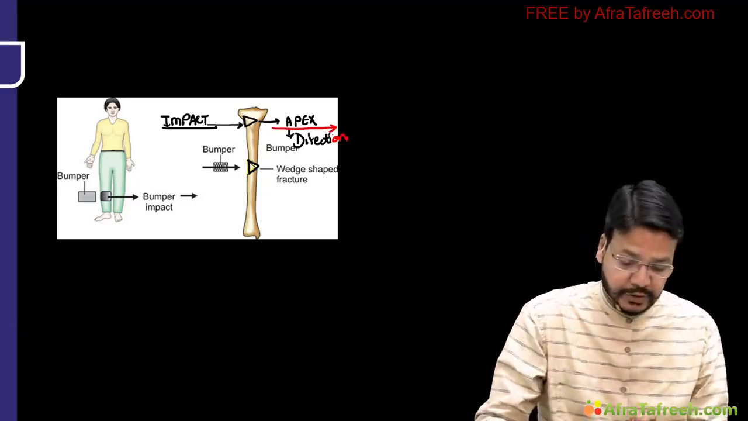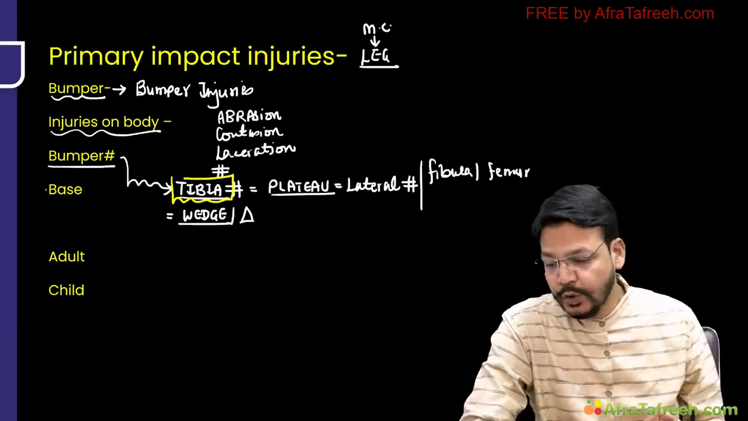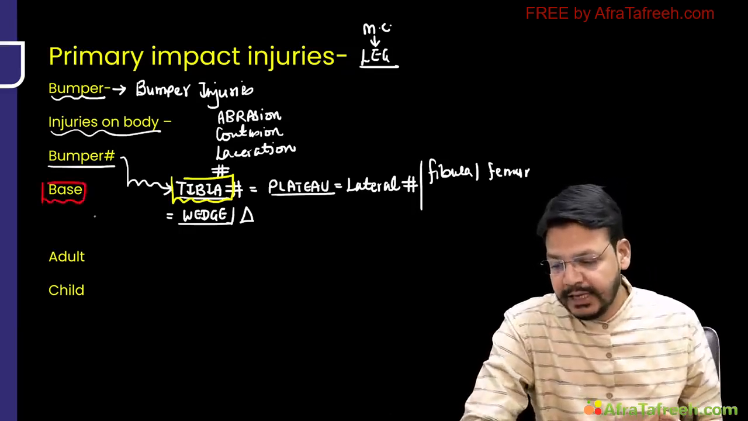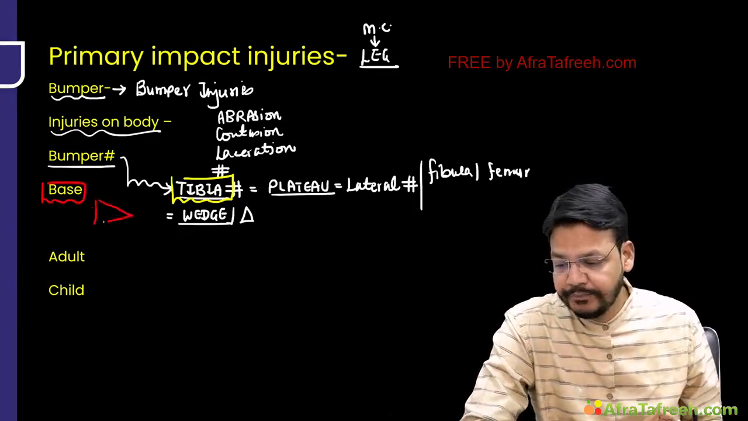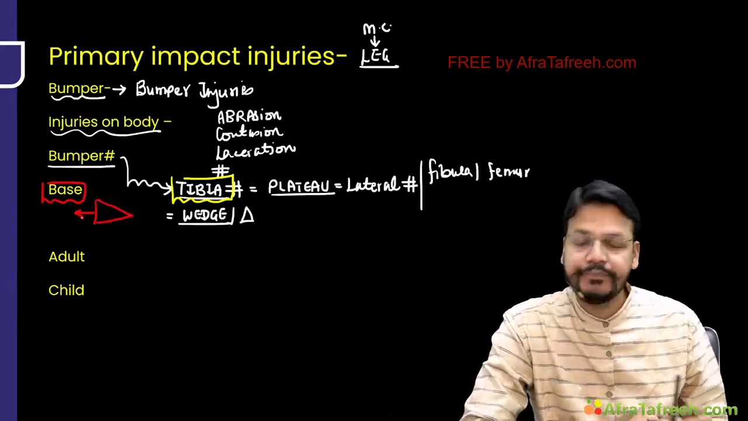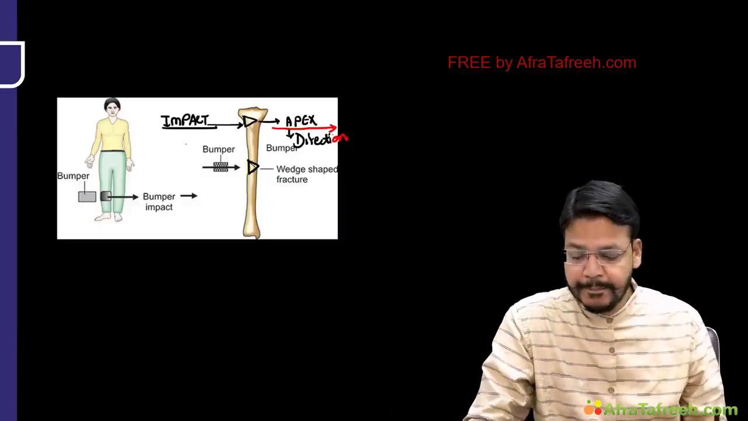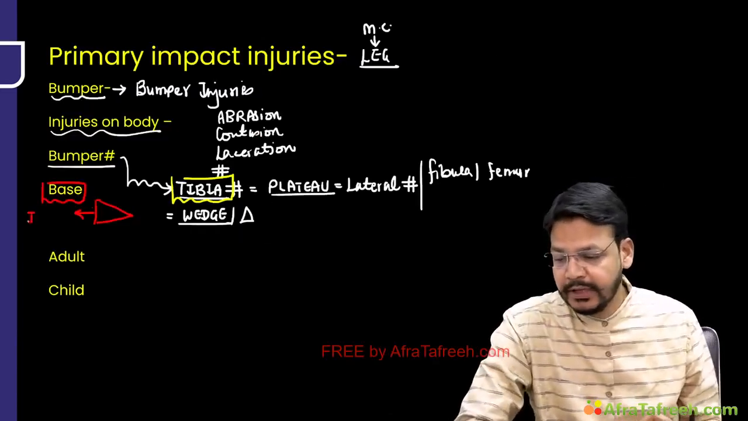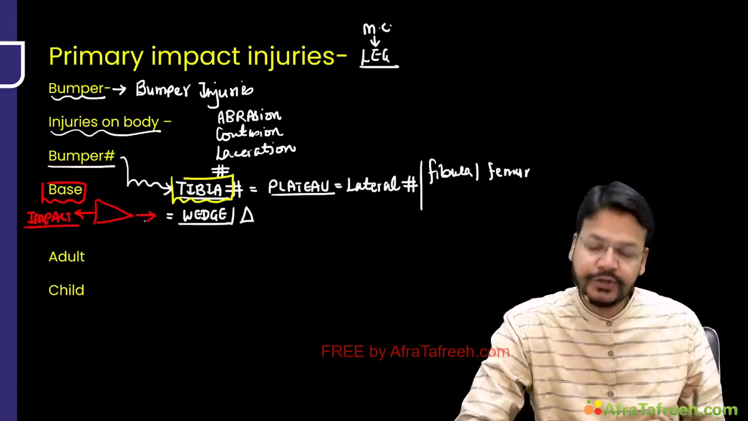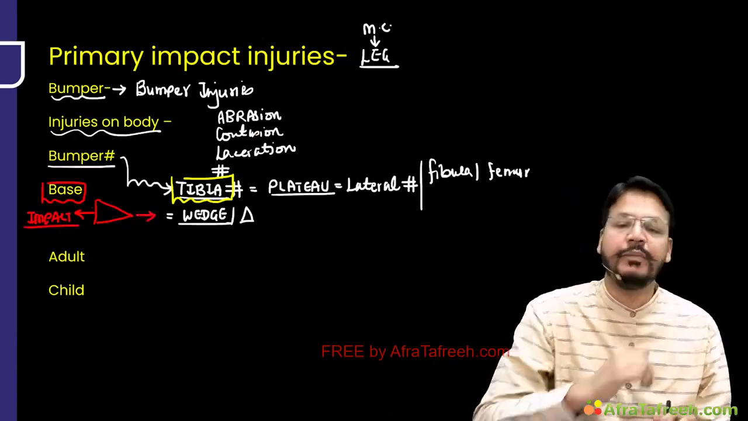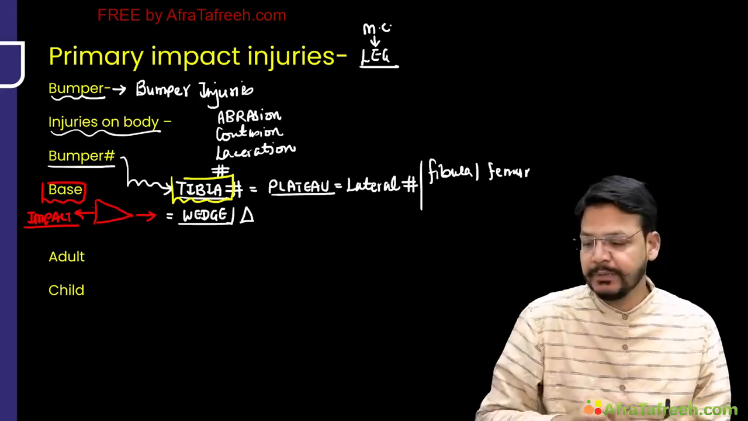So mainly it's a fracture of the tibia bone. As I told you, the base is triangular. What is the base? It is the point of impact. And the apex is the direction of the vehicle, the direction of movement. Okay, so this is bumper fracture.